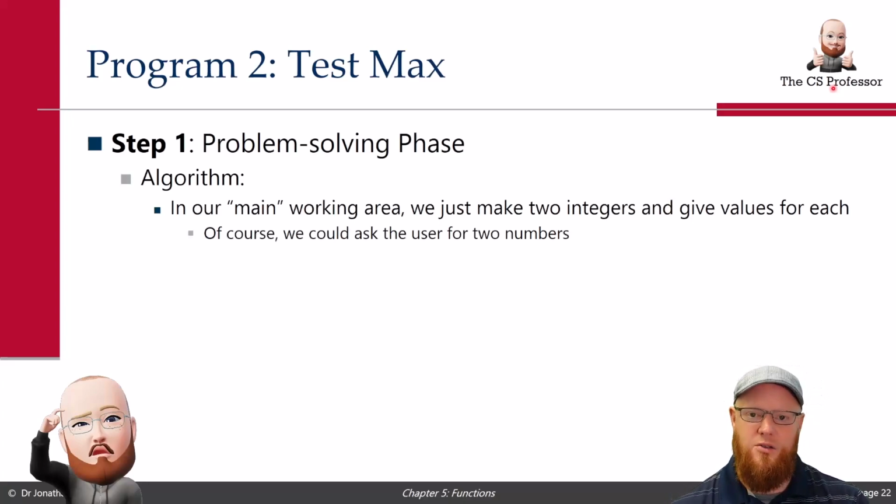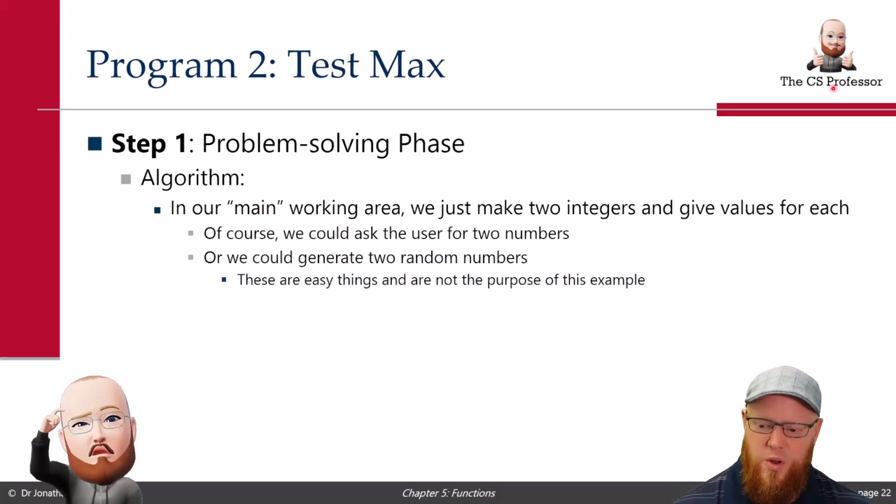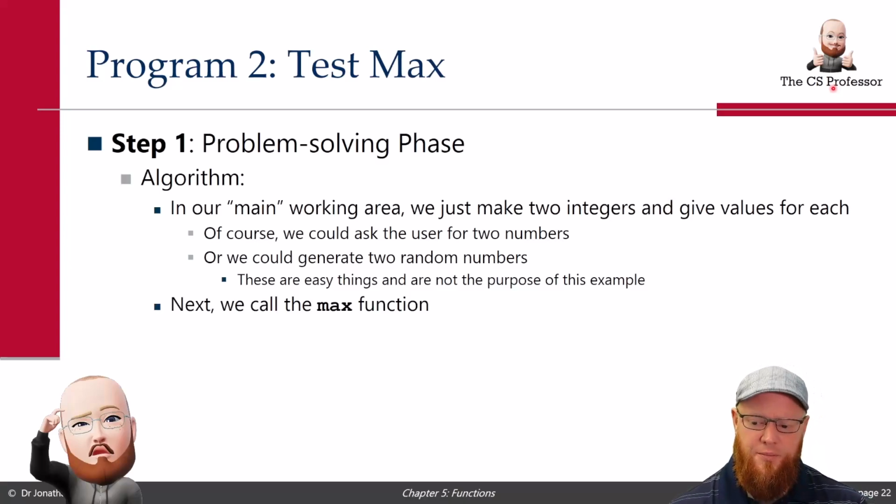How do you get those values? We could ask the user to enter two numbers. You could generate two numbers randomly. That's not really important and part of the purpose of this example, but we still need to make two numbers. When we code it up, we could just put two numbers and hard code it. I'll go ahead and just ask the user for two integers because it's pretty easy to do here in Python.